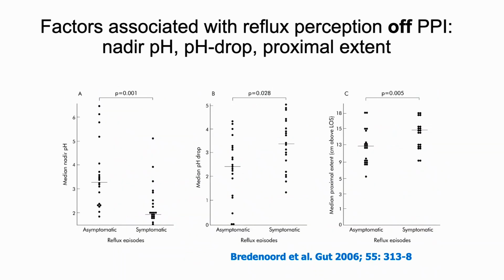Among the first studies was that published by Adrian's group back in 2006, where they looked at the factors which influence reflux perception on PPI therapy. What they found in this study was that symptomatic reflux episodes, compared to asymptomatic reflux episodes, had a lower nadir pH, had a higher pH drop, and more often went all the way up to 15 centimeters, compared to the asymptomatic reflux episodes, which had a higher nadir pH, a lower drop in pH, and did not reach that high into the esophagus.